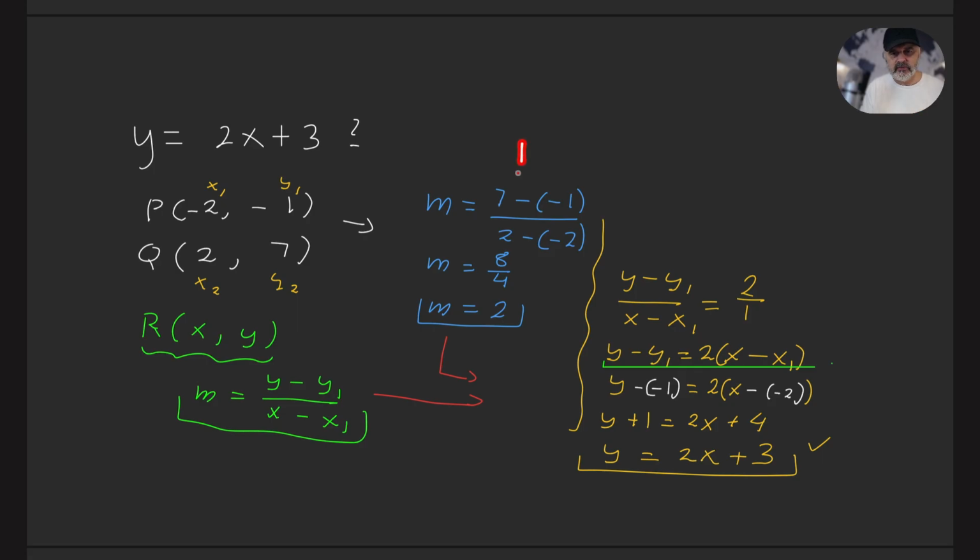This is very, very important, and very often people make mistakes. 7 minus -1. Don't go 7 minus 1, because this is -1 for y1. Same thing at the bottom. You would not believe that a lot of people would do 2 minus 2 and say the slope is undefined, because their calculation showed that. It says 2 minus, and you substitute -2. So just be careful about it. So 8/4, the slope is 2, boom.